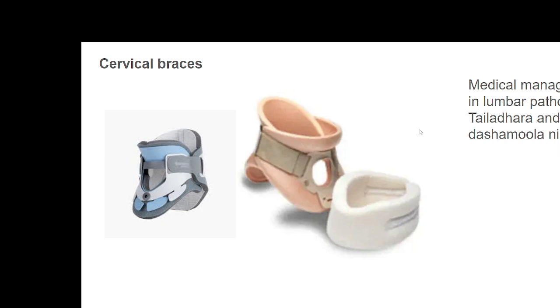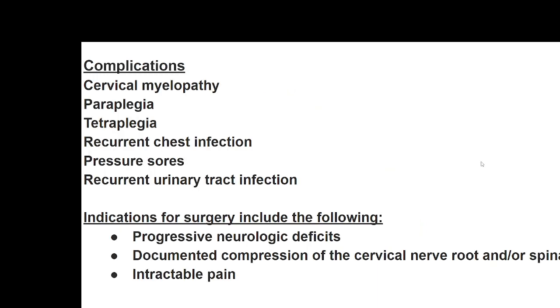Usually, the medical management which I prefer would be as in case of the lumbar pathology. Similarly, Gokshuradi, BMT, or Ekangavira, and so on. Tailadhara is usually preferred. That's the usual treatment in case of the cervical vertebral bodies. Complications which can occur could be cervical myelopathy, that could be paraplegia, tetraplegia. You have many of the patients in the tetraplegia also. Recurrent chest infections, bed sores, recurrent urinary tract infections can occur, which can produce the complications.